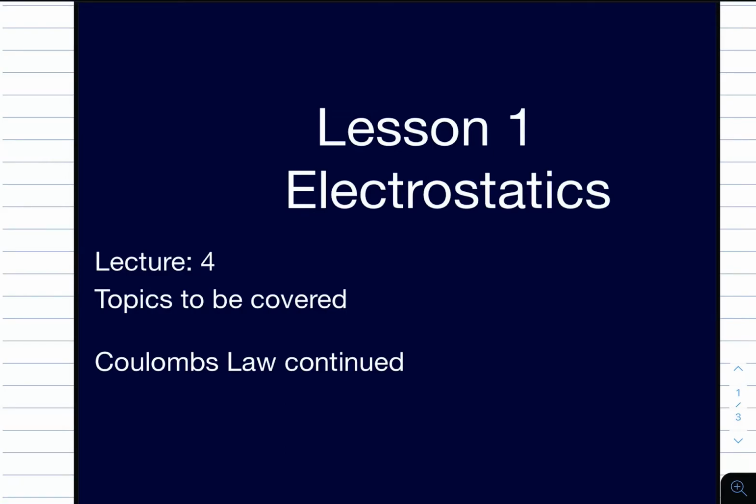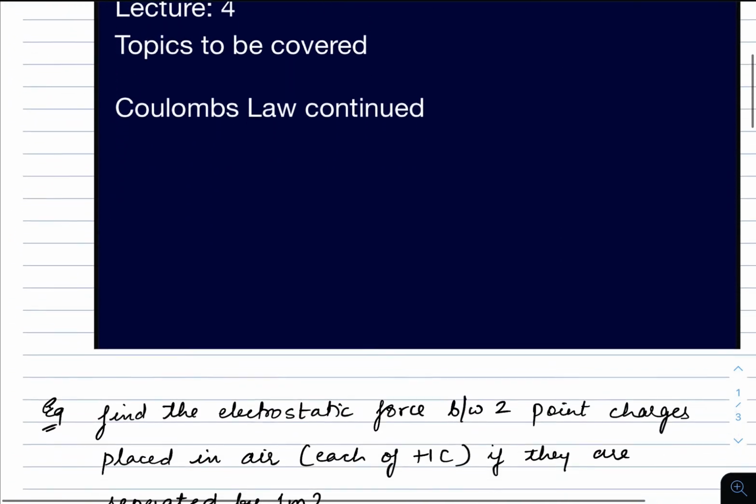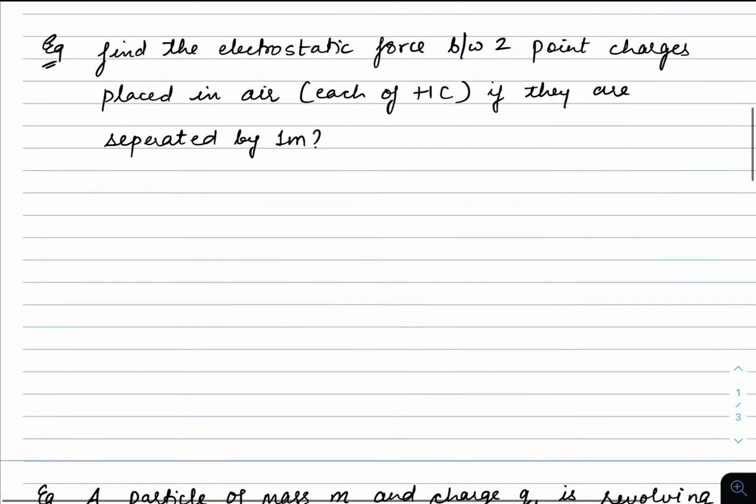Hello students. So this is the fourth lecture of electrostatics and it is a continuation of Coulomb's law, right? In earlier classes we have studied about Coulomb's law, how to apply Coulomb's law, and we have done various examples on Coulomb's law. So in this lecture we are going to continue the same, right? Let us take an example of Coulomb's law, right?